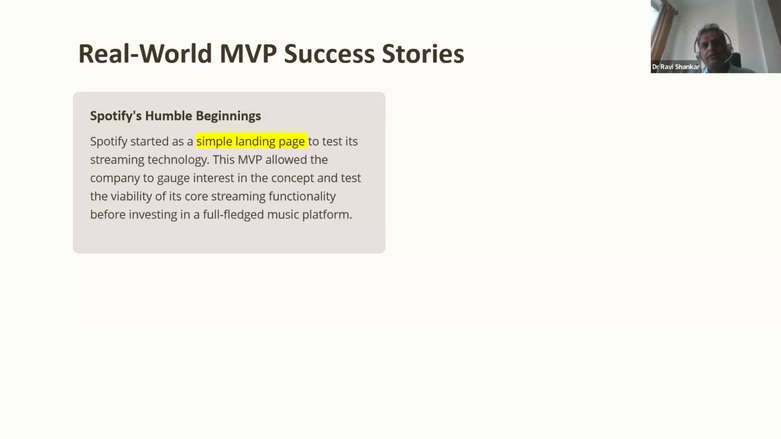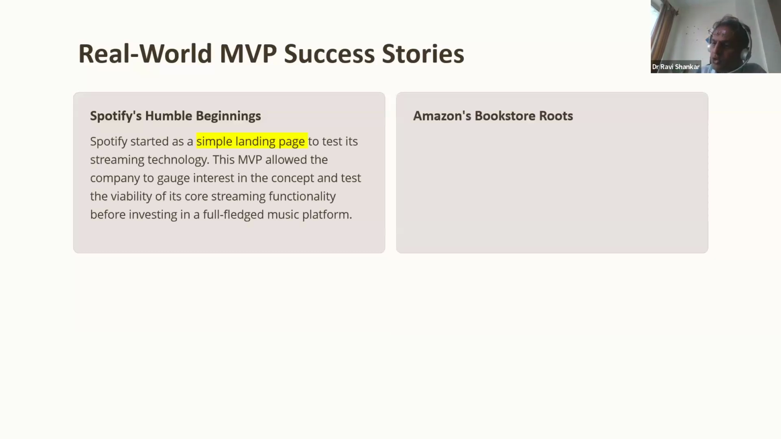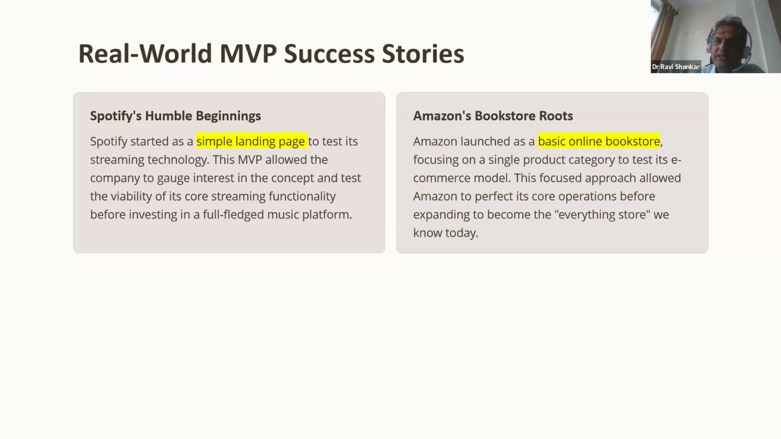I will try to articulate some more examples if there's time, but I'll quickly move on to the big daddy, Amazon. In 1995, Amazon started as a simple, basic online bookstore. Within a decade, in 2005, they launched Amazon Prime. They have done a lot of MVPs. They started off as a single, basic online store, single SKU, single product category.